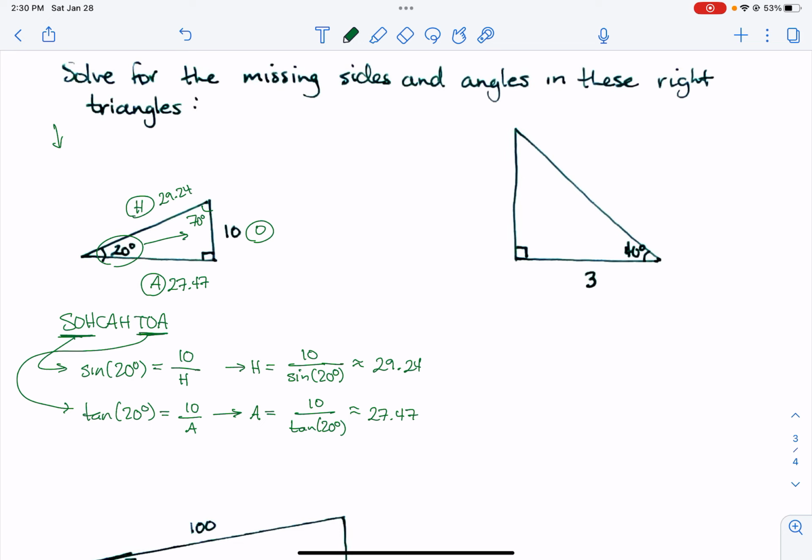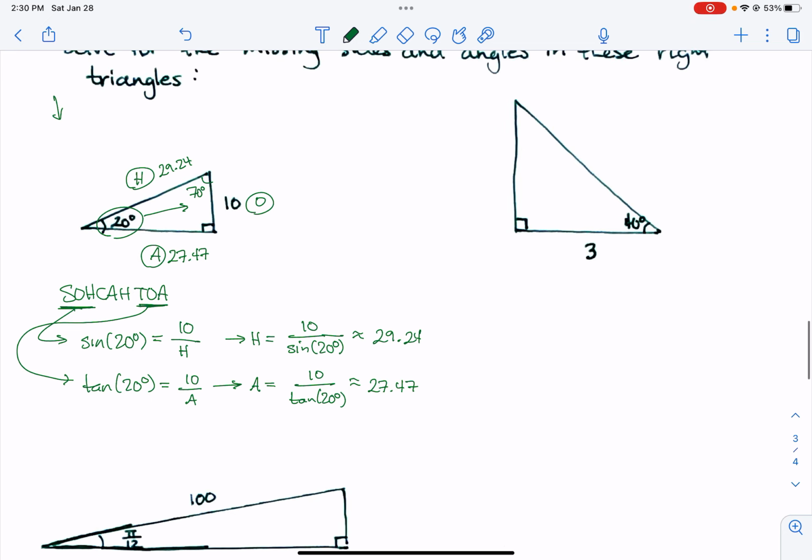Another good way to check to make sure your sides are correct is to take your two legs of the triangle, compute the Pythagorean theorem, and you should get an answer very close to your hypotenuse, right? So if I were to take 27.47 squared plus 10 squared, it should give me roughly 29.24 squared. So let's see what we get.